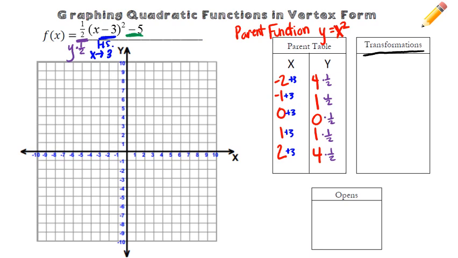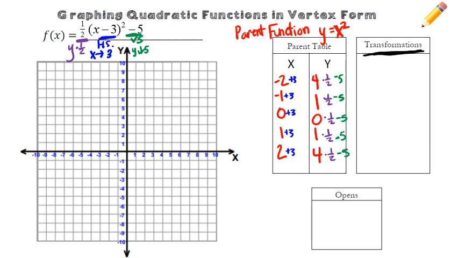The -5, that's my vertical shift, which means it's my y values, and they are as is. This means down 5. So I'm going to subtract 5 from each y value. Now you want to go in order. Order of operations matters here.